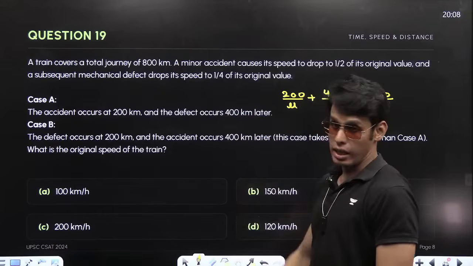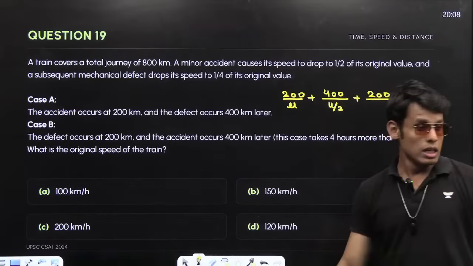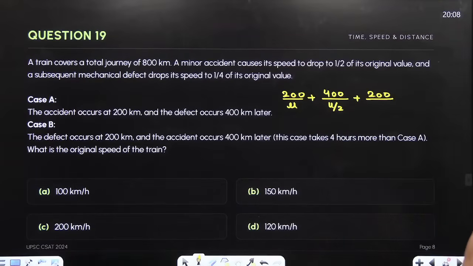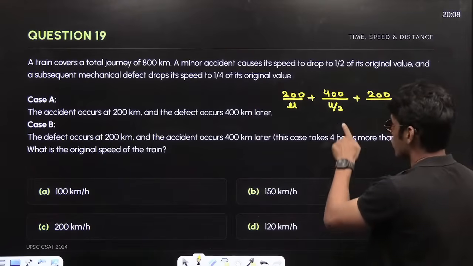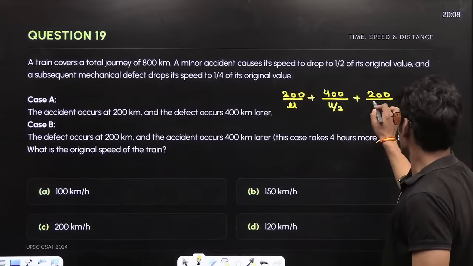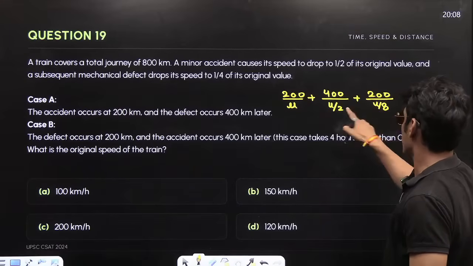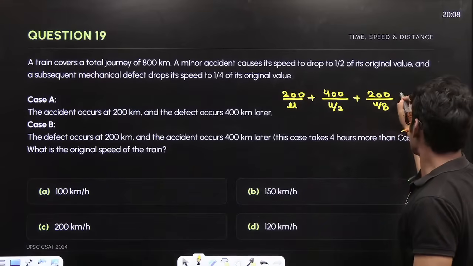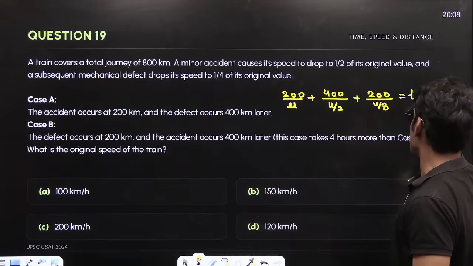A defect is occurring. Now, the language says that if there is a mechanical defect, the speed becomes 1/4 of the existing speed. So this is the existing speed now. Don't make the silly mistake here. So now it becomes u/8, 1/4 of this. This is the time in scenario A.